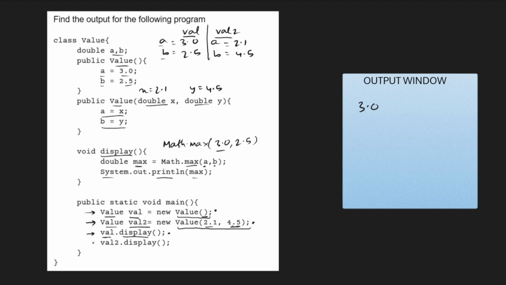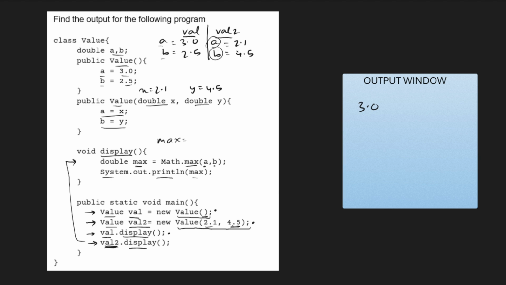After this, we're going to execute the last and final statement of the main method, where we're using the second object val2 to call the display method. Since we're calling the display method again, we're going to go back to the display method. And now we have the same block of code. We have a variable called max, and we're setting this to math.max a comma b. But now you have to be careful. Since I'm using val2, the values of the variables a and b are different. val2 has its own version of the variables a and b.